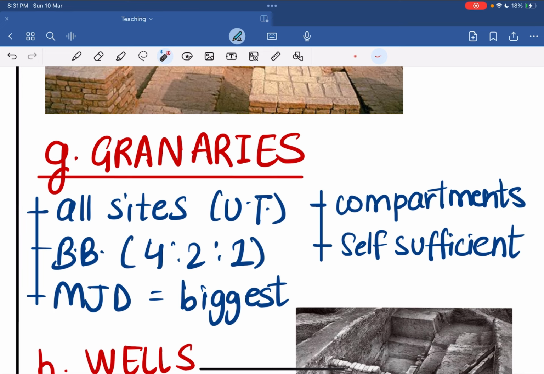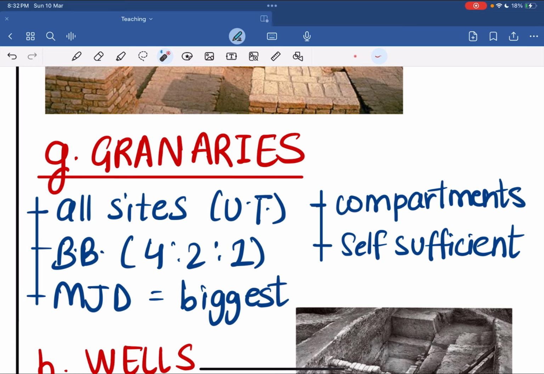All sites of the Harappan civilization, all sites of the IVC have granaries. All granaries were in the upper town now. They were constructed with burnt bricks. Granaries were compartmentalized. अब जो ग्रैनरीज थी उनमें भी हमने डिफरेंट डिफरेंट सेक्शंस कर दिए थे कि इस सेक्शन में हम सिर्फ राबी क्रॉप्स रखेंगे, इस सेक्शन में हम सिर्फ खरीफ क्रॉप्स रखेंगे.